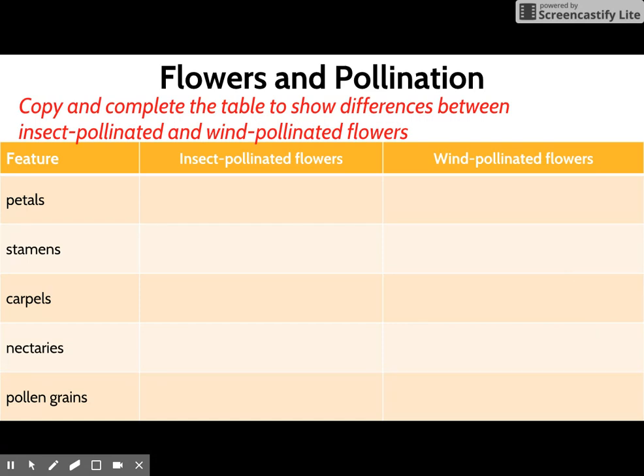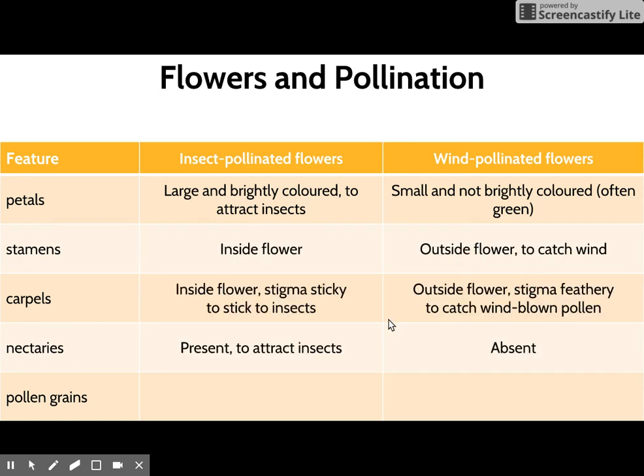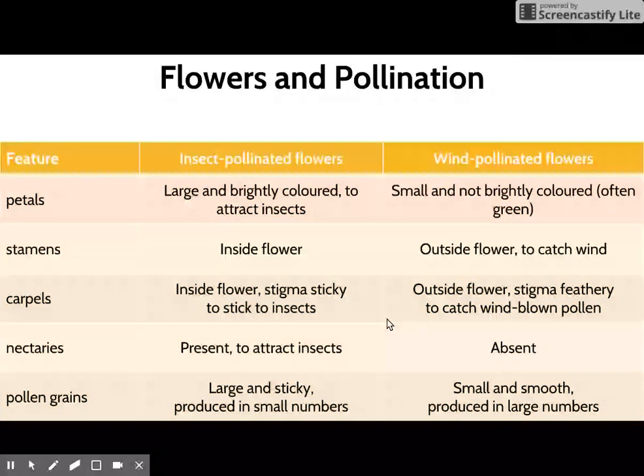You do need to copy this chart into your notebook. Take a moment and think, what would you put into these spaces? Hopefully these match what you would say, but you do need to know these. This is an important chart. You need to be able to look at it and see how they're the same, but they're still different.